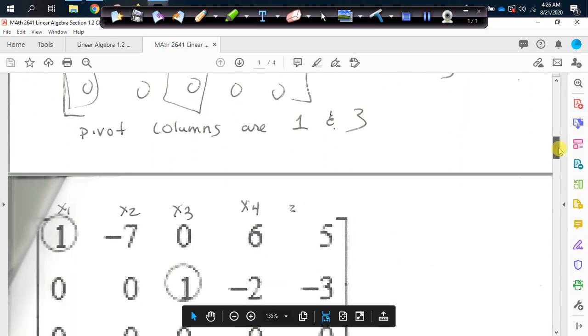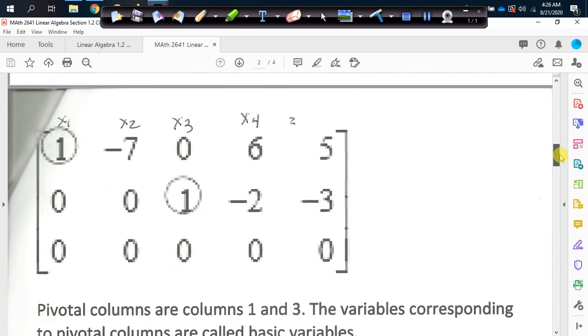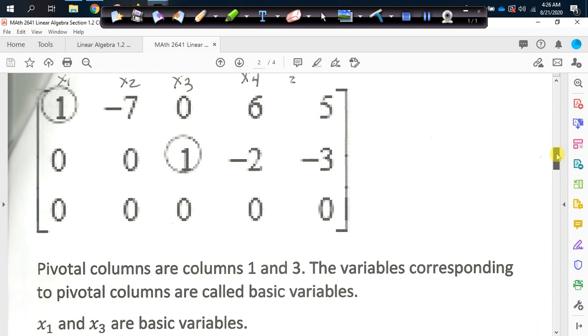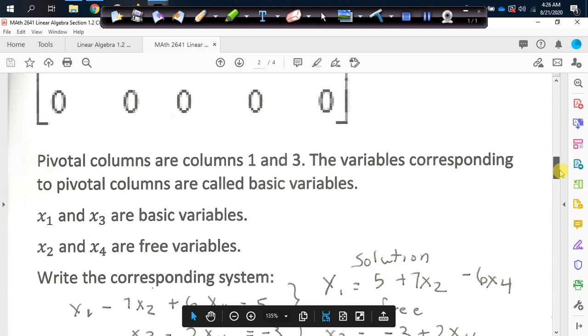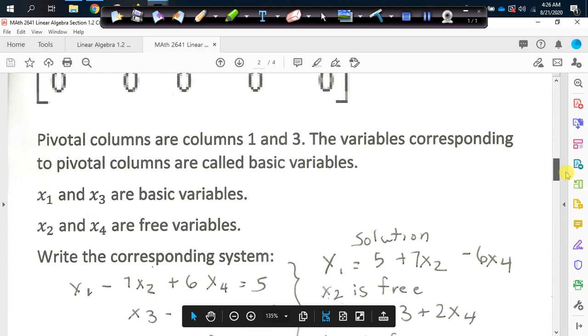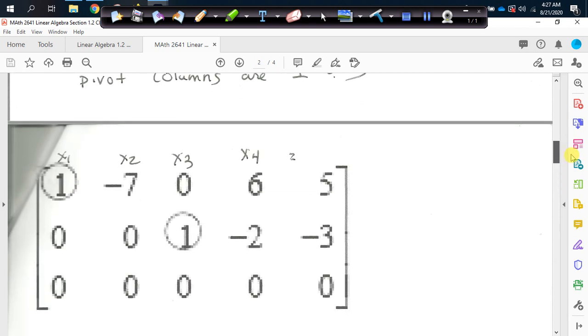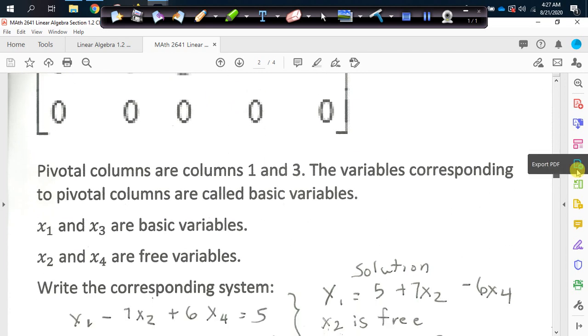So what that means is, what I've got for my matrix, this stands for x1, x2, x3, x4, the equal sign. And so pivot columns are 1 and 3. The variables corresponding to the pivot columns are called basic variables. So x1 and x3 are basic variables, and x2 and x4 are free variables.